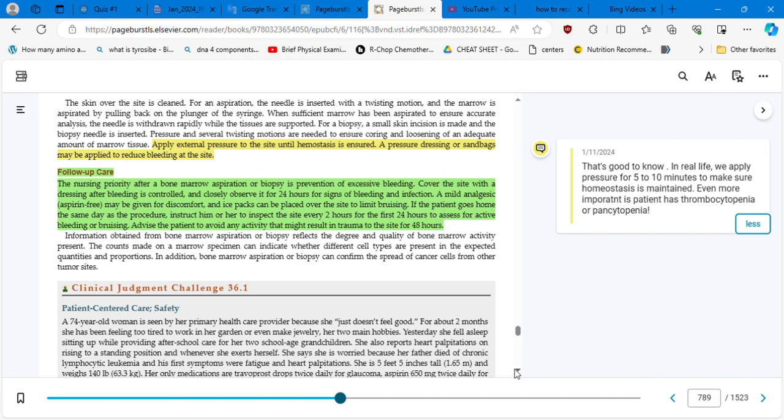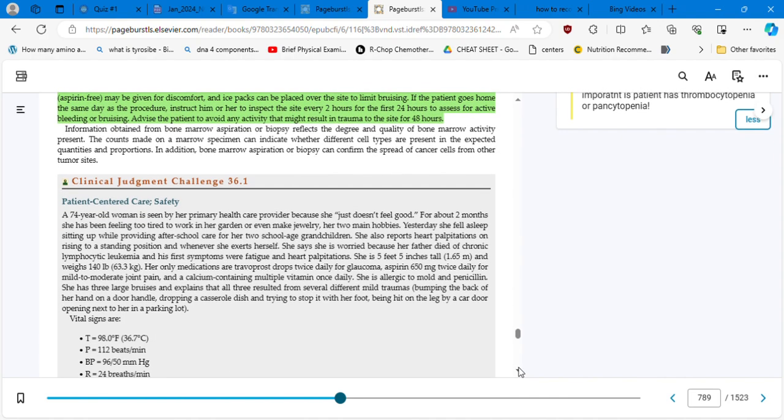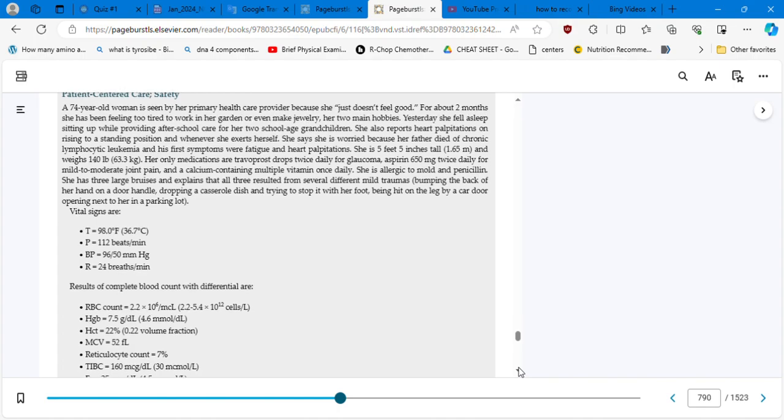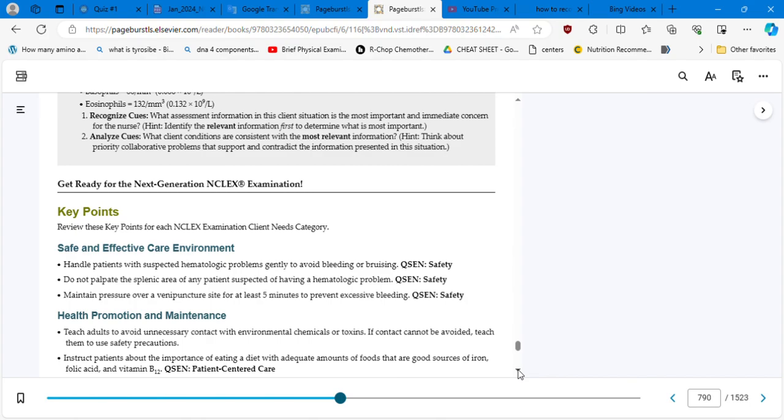Follow-up care. You have to check for prevention of excessive bleeding, cover the site with a dressing after bleeding is controlled, and use your ice packs over the site to limit bruising, and be careful in the first 24 hours, maybe 36 hours. I would also recommend to double check on fever, but it's not all the time.